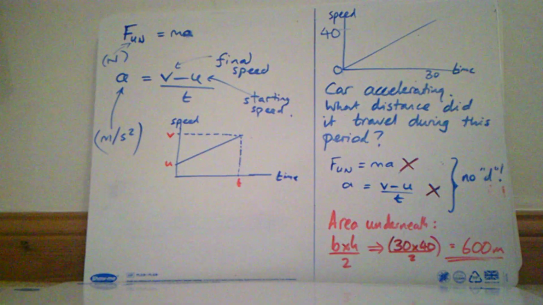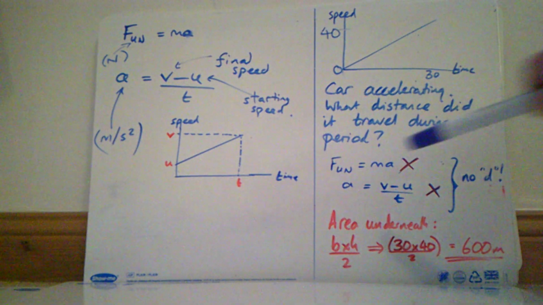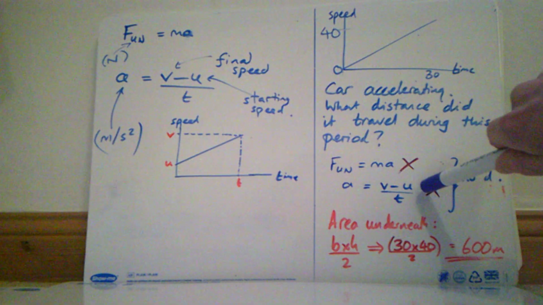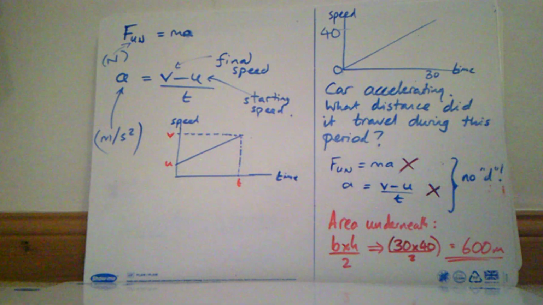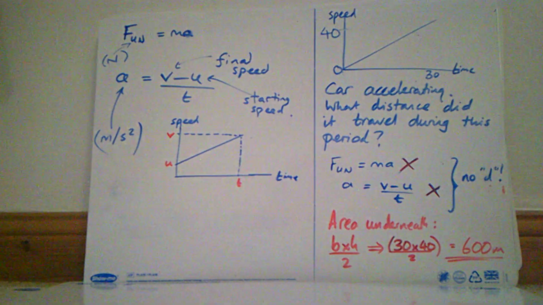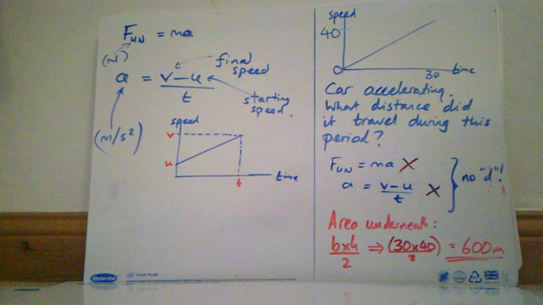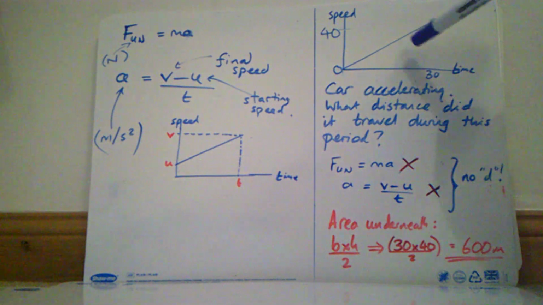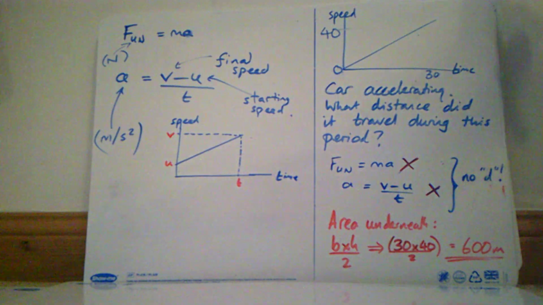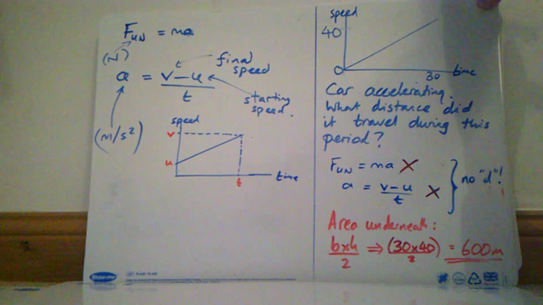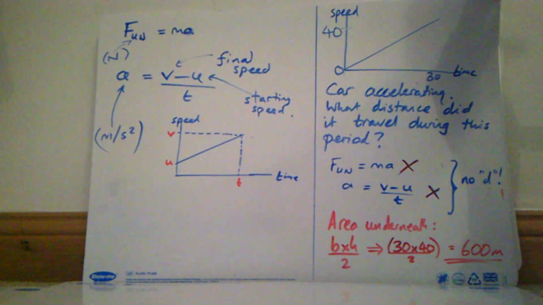If something's accelerating, then you can't use that because there's no d, and you can't use that because there's no d, and you certainly can't use distance equals speed times time because that's the constant speed formula. But what you can do is find the area under the speed time graph. The area under any speed time graph gives distance. So in this case it's a triangle, so it's base times height over 2, and there you go. That's how you find the distance if something's accelerating, because you're not allowed to use d equals vt, so you need to use that nifty trick.